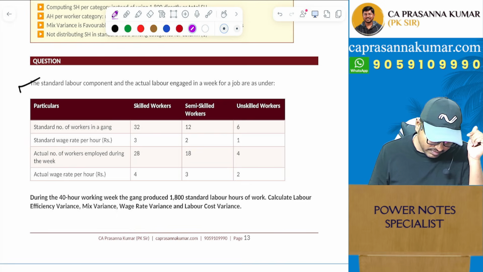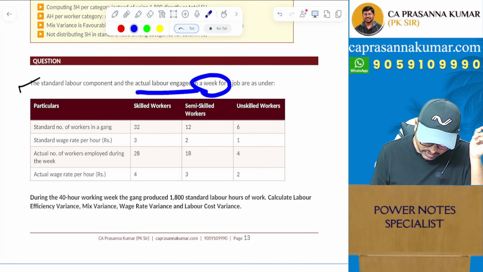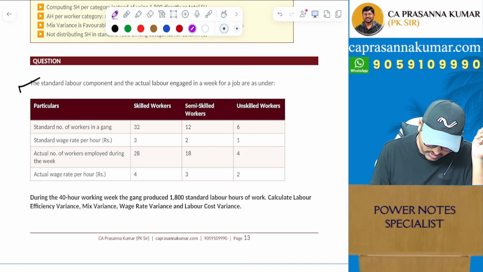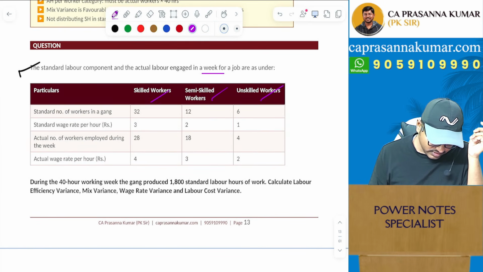So in this question, what's happening? The standard labor component and the actual labor engaged in a week for a job are as under. Important words, let's underline: skilled, semi-skilled as well as unskilled. Standard number of workers in the gang, so this talks about standard mix. Standard wage rate per hour.